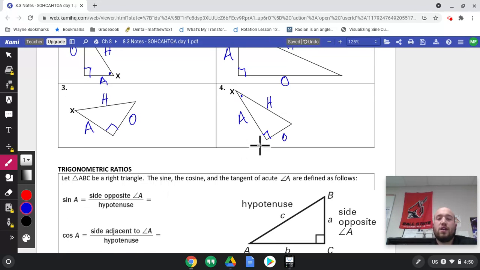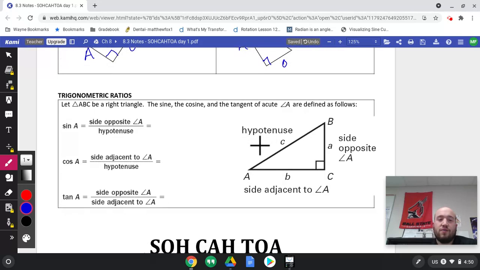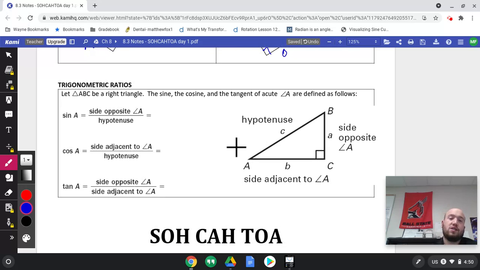All right, the reason we care about these three sides is because if we can determine a ratio using these sides, we can find some stuff out about the angles of our triangle, or vice versa. If we have the angle, we can find out what the side lengths are. Now, for the sine, we have a memory trick to remember the difference between the ratios: sine, cosine, and tangent.